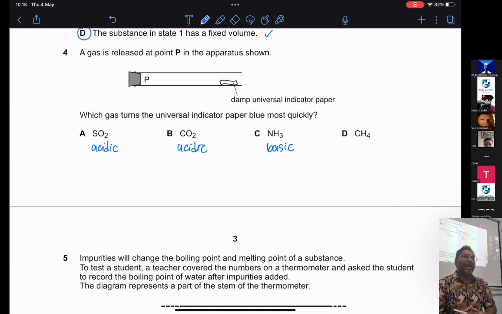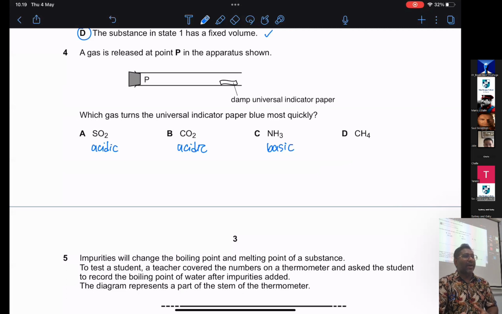What is going to be another indication for ammonia? Pungent smelling gas. Very good. Pungent smelling gas. CH4 is neutral. They do not change any indicator color. Similar to another particular gas that is neutral in your syllabus in the textbook, CO, carbon monoxide. There are other gases, oxygen, neutral. But in your book, they mention methane and carbon monoxide.